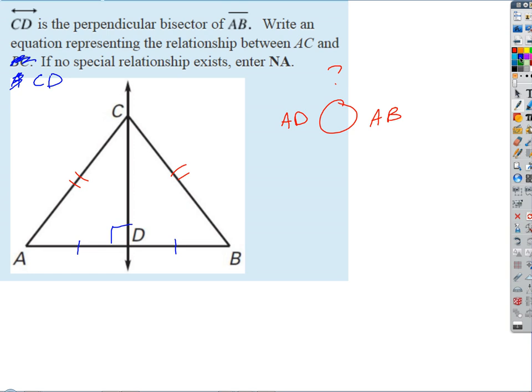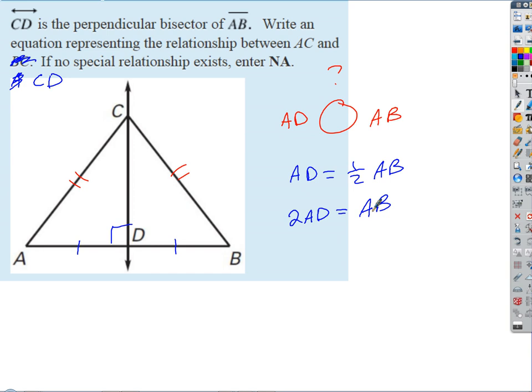Yeah. So we could write lots of things. We could write something like AD equals 1/2 AB, or we could write 2 times AD equals AB. Any of those would be okay. Those are all true statements. They relate AD to AB, right?